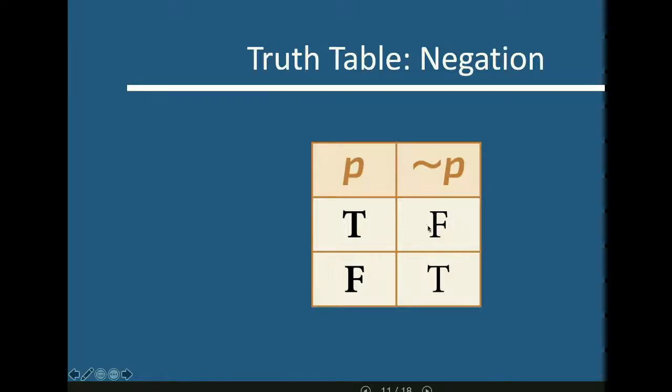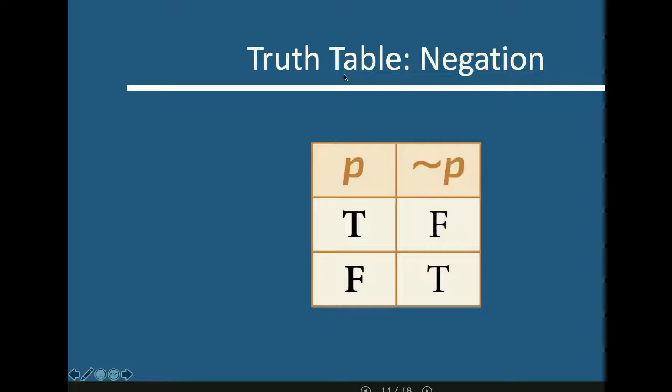Well, if P is true, what does not P have to be? Well, it has to be false. What about P? Could it be anything else but true? Well, yeah, P could be false. So if P is false, not P would have to be true, because these have to have opposite truth values. We'll get more into truth tables as we work through different things here.